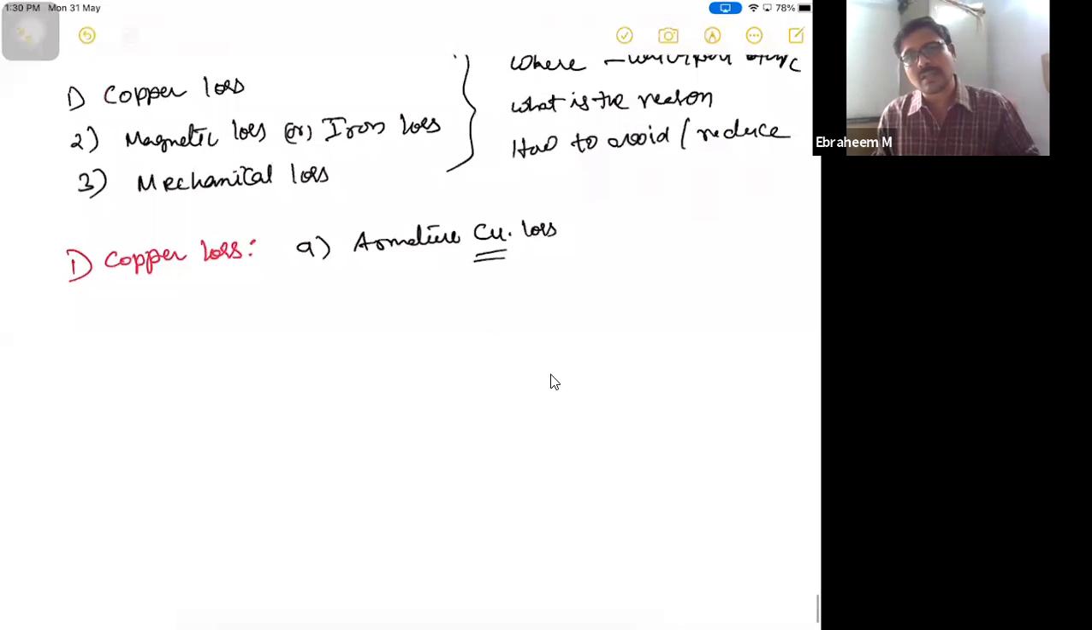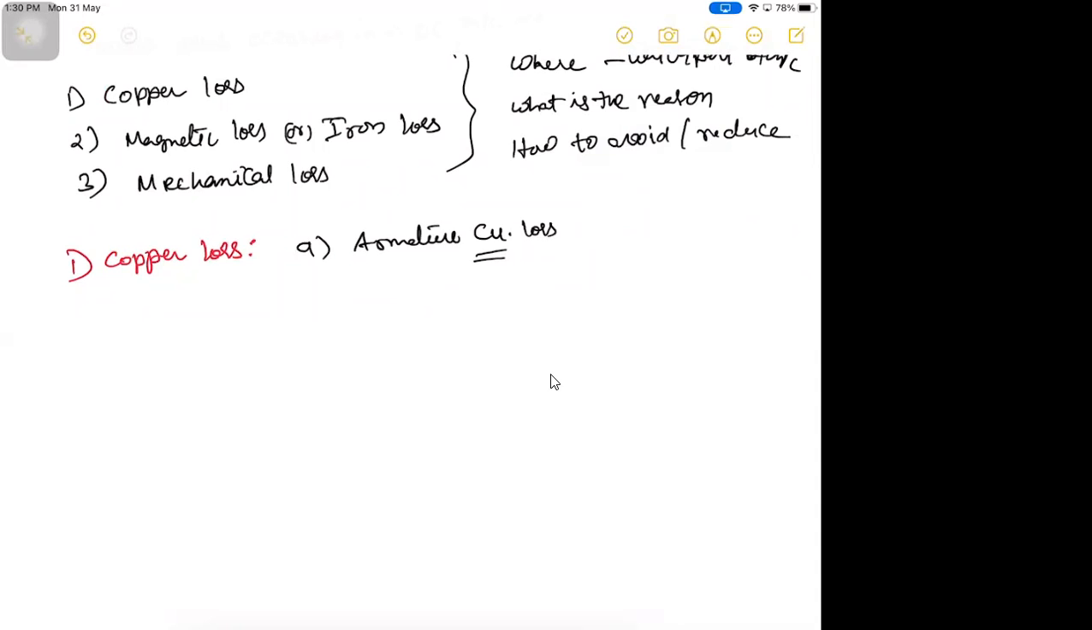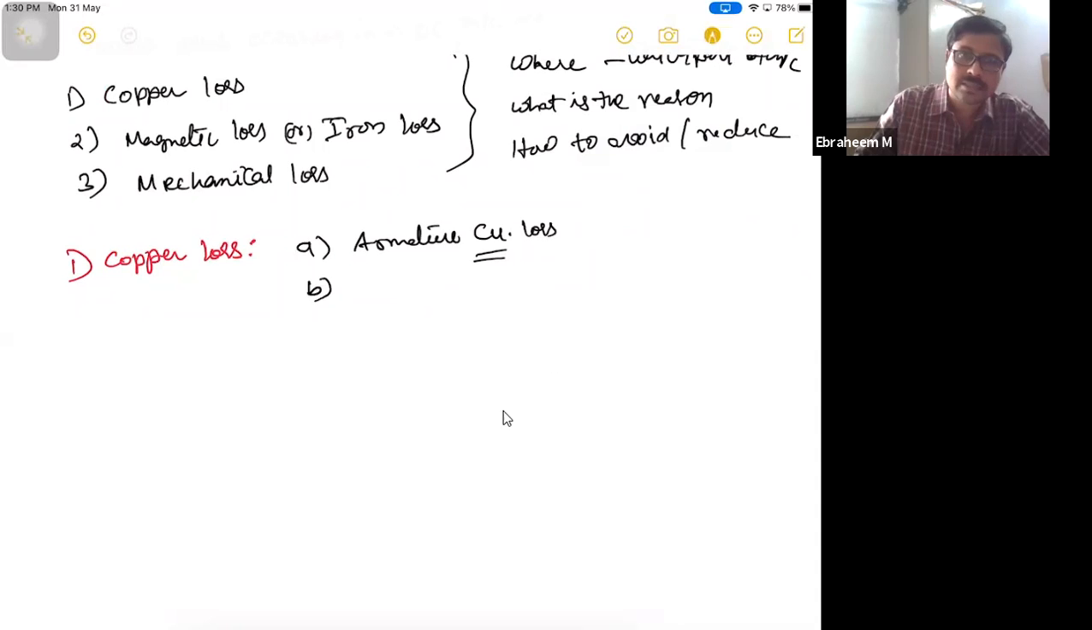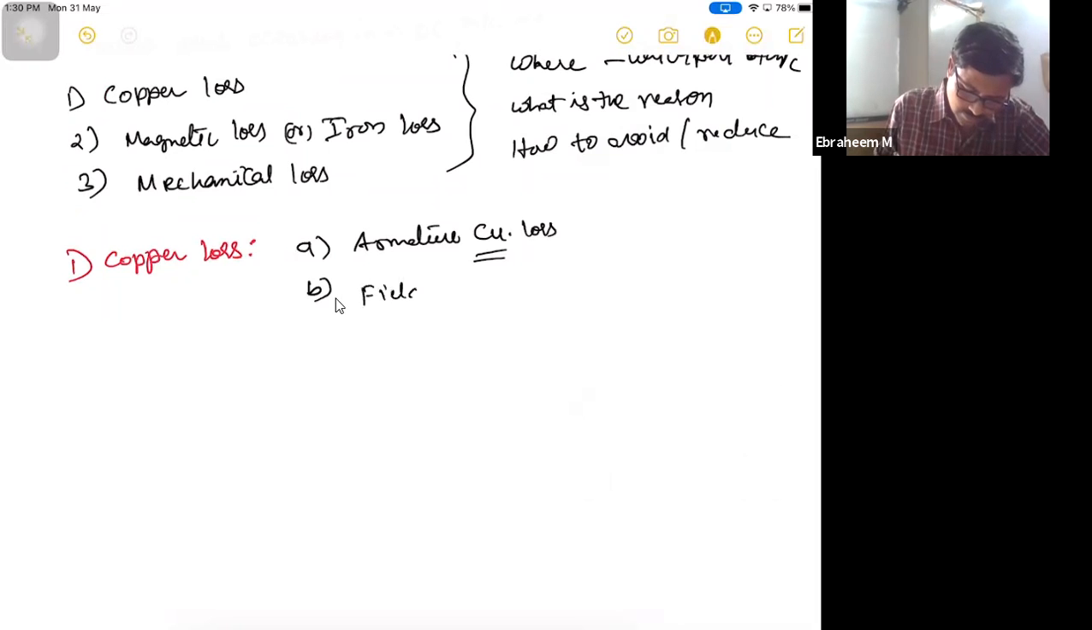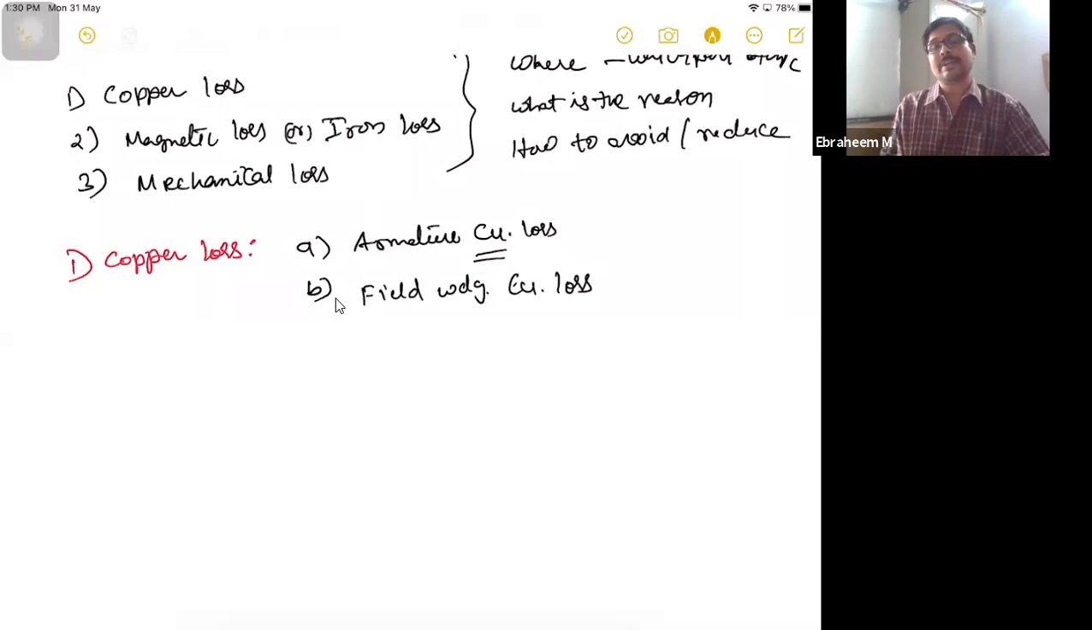Okay, copper loss. I think now it is visible. So copper losses are of two types: armature copper loss and what next? Field winding copper loss. Okay, so the armature copper loss is because of the armature resistance. What is the current that flows through the armature? Ia. So Ia square Ra.